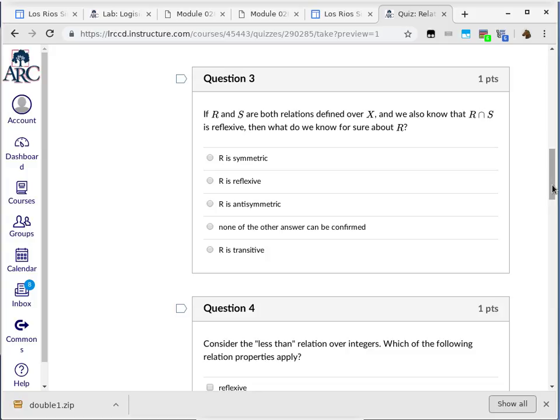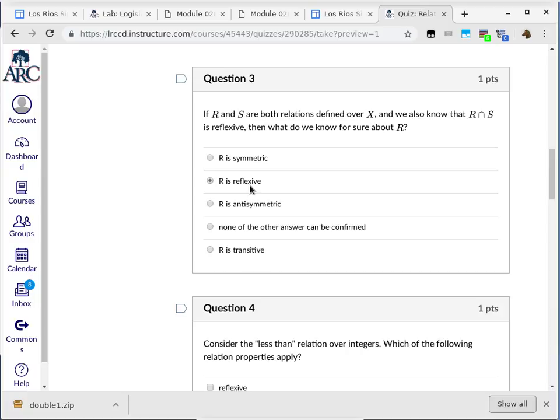The other ones we cannot confirm. They may or may not be the case, but we don't know. In other words, you can construct cases where R is symmetric, but you can just as easily construct examples where R is not symmetric. And the same thing with anti-symmetric and transitive. None of the other answers can be confirmed because it is reflexive.